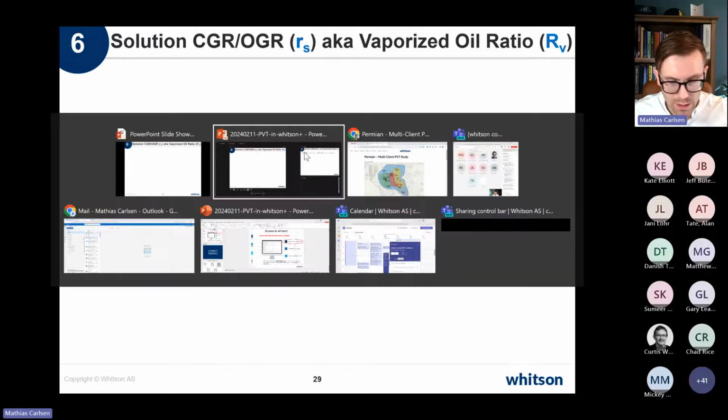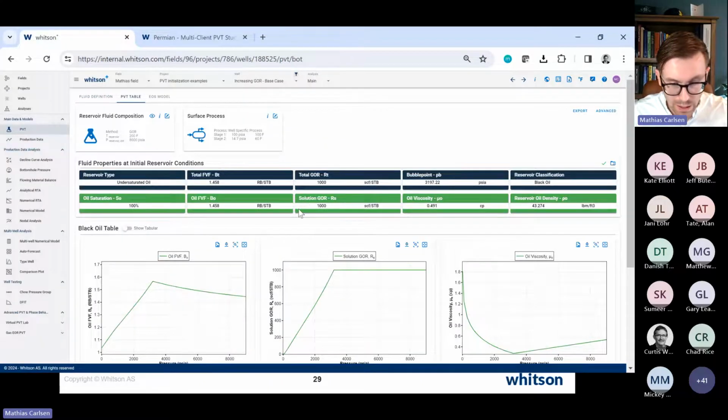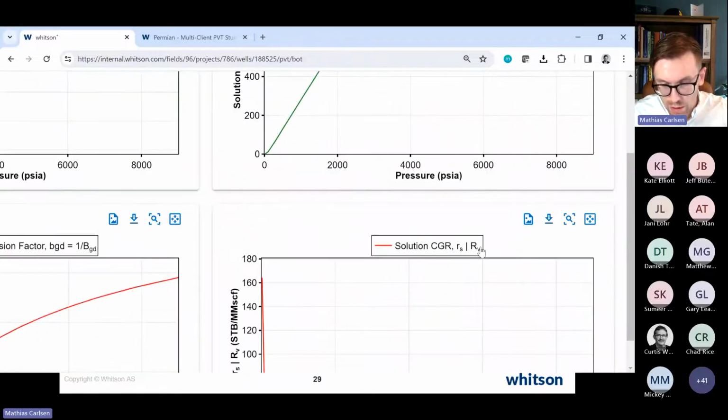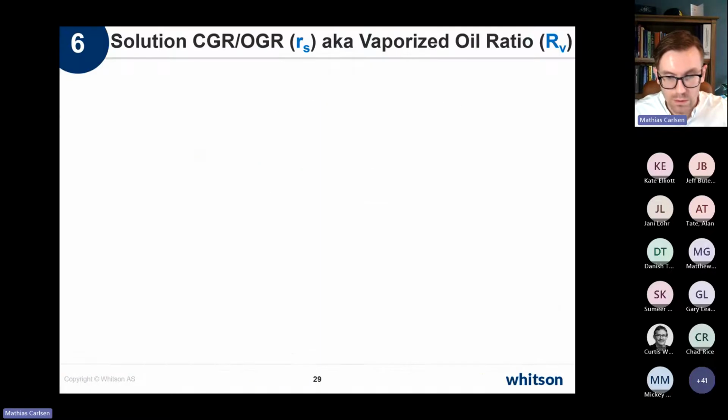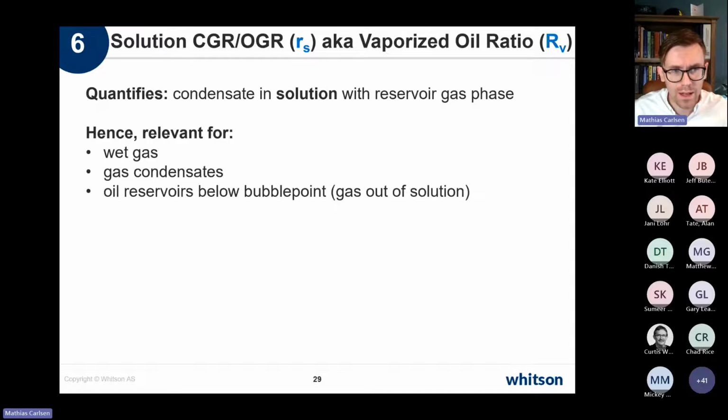So if I went into this one right here, you see we actually try to use both symbols just to make it easier for people. What it does is quantify the condensate in solution with the reservoir gas, and it's relevant for wet gases, obviously, because a wet gas will have some condensate in solution. It's also relevant for a condensate. And a lot of people don't realize that it's also relevant for oils.